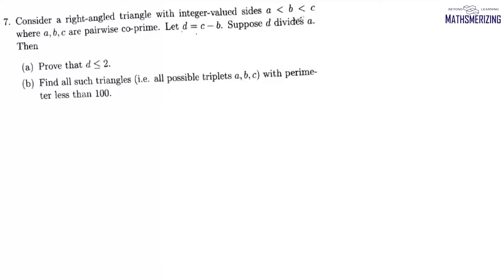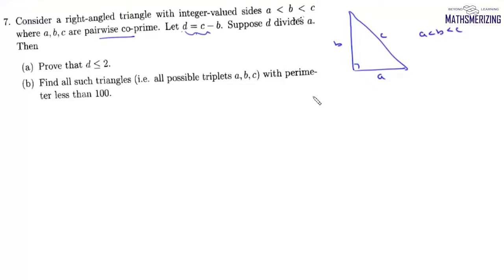Now question number 7 is, consider a right angle triangle with integer values a, b and c such that a is less than b is less than c, where a, b, c are pairwise co-prime. Let d equals c minus b and suppose d divides a, then prove that d is less than or equal to 2. So we have this right angle triangle. We have a, b and c such that a is less than b and it is less than c.